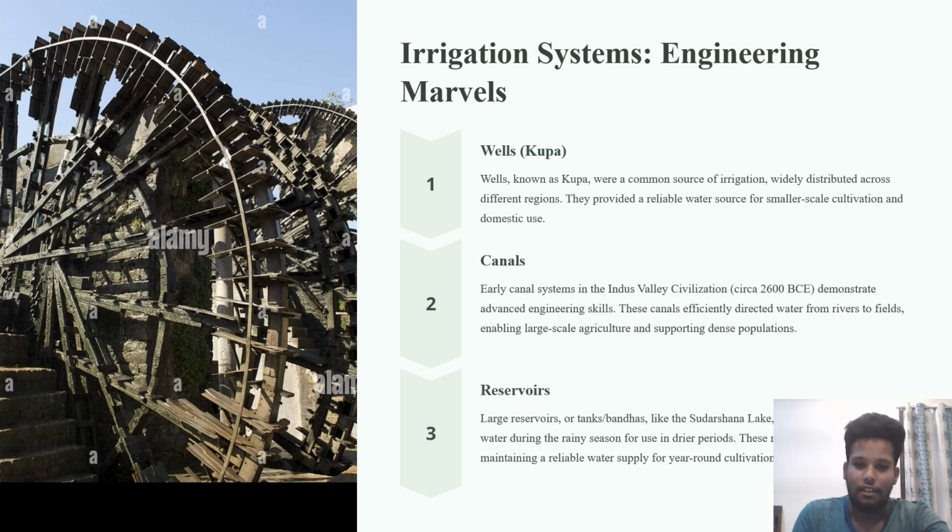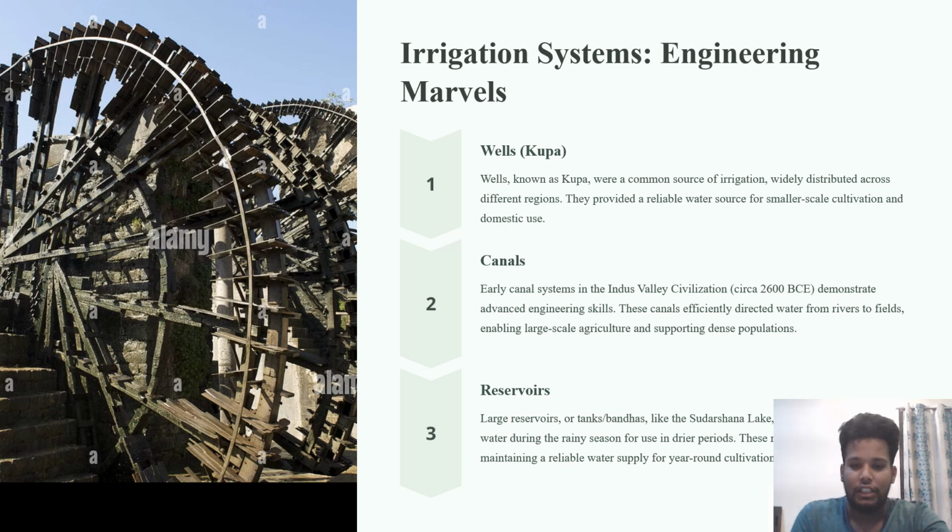Second is canals. Early canal systems in the Indus Valley civilization date back to 2600 BCE, demonstrating advancement in engineering skills. These canals efficiently directed water from rivers to fields, enabling large-scale agriculture and supporting dense populations.